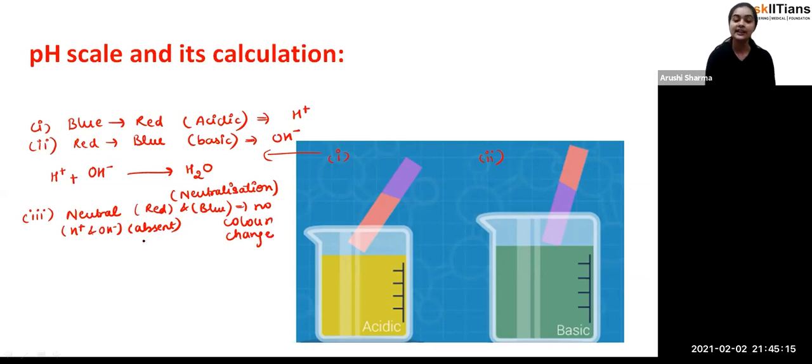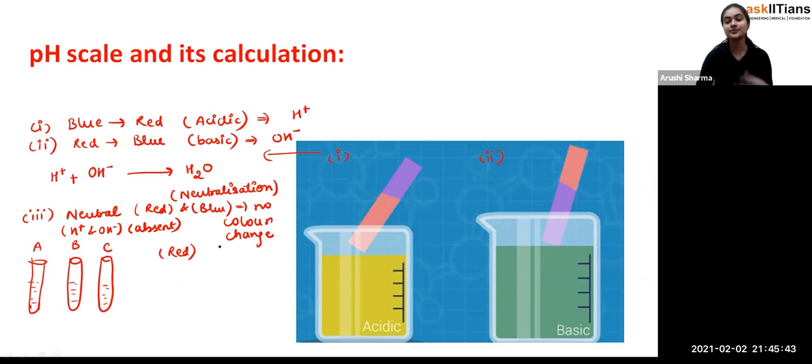Fine. So for example, students, if there are three test tubes. Okay, I'm just drawing the test tubes, and they have some solutions in them. Okay, these are the solutions, and they are A, B, and C. Now your teacher says to use the litmus paper. You have to use the red litmus paper. Fine, and see, students, what happens now?